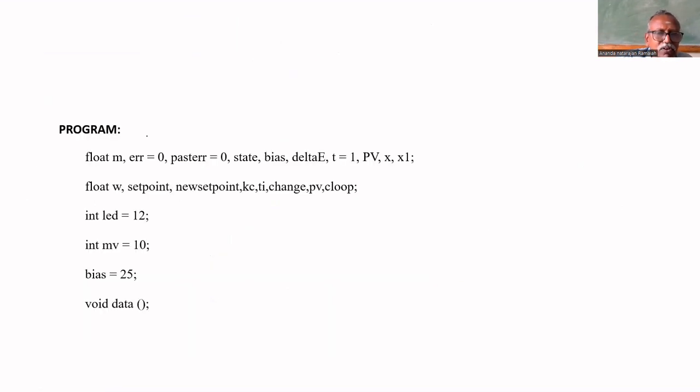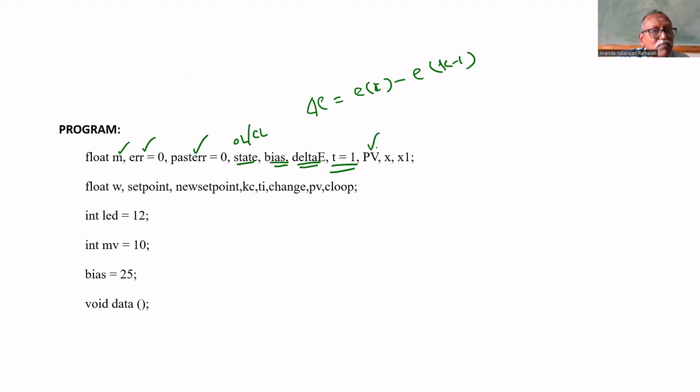To write the program, first we have to declare the variables: M, error equal to 0, past error also 0, the state, whether it is open loop or closed loop, bias, and delta error. Delta error means change in error, E of k minus E of k minus 1. Sampling period T equal to 1. PV is the process variable. X1 is the controller output. Then set point, new set point, Kc, Ti, the change for set point or manipulated variable, process variable, open loop, closed loop, to indicate whether it is 0 or 1. Based on that, the LED will glow. So define LED as 12, ME as 10, bias equal to 25.